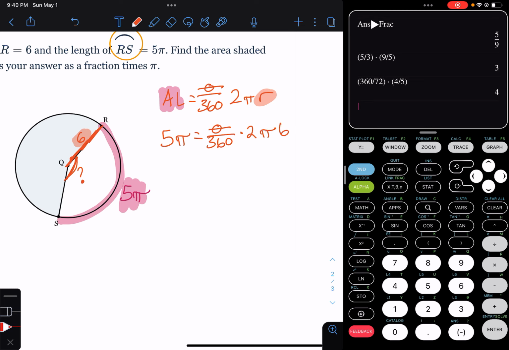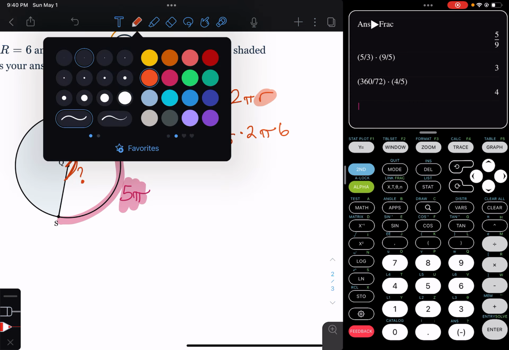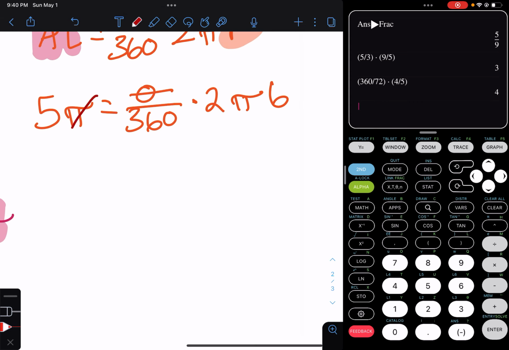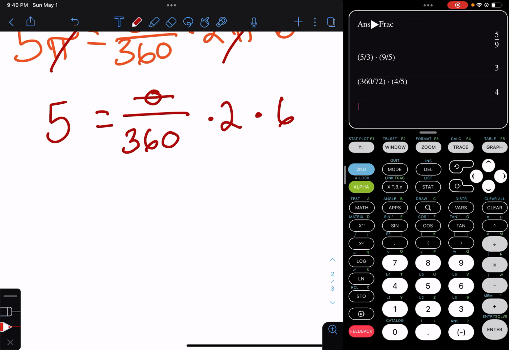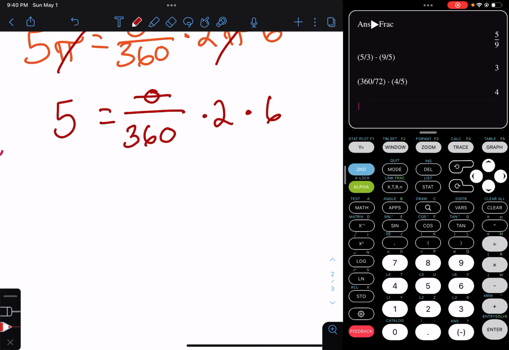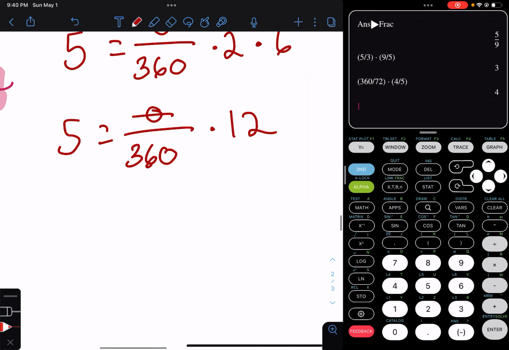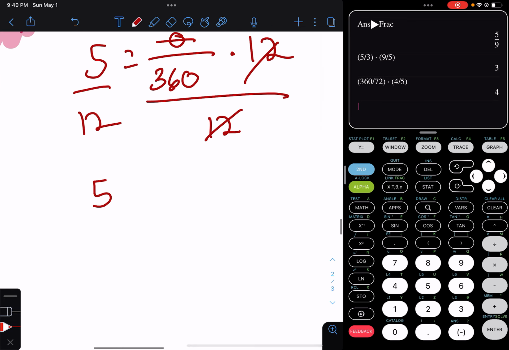So I get 5 pi is equal to theta over 360 times 2 times pi times my radius, which is 6. Then we're going to do what we've been doing here. These 2 pi's are going to cancel, and I'm left with 5 equals theta over 360 times 2 times 6. Now, there's a couple different ways you can go about solving this. I'm going to do the one I think is simplest. If you find another way to get theta by itself and it works out, I am perfectly fine with that. But first I'm going to divide both sides by 12 to get rid of my 12. So then I end up with 5/12 equals theta over 360.